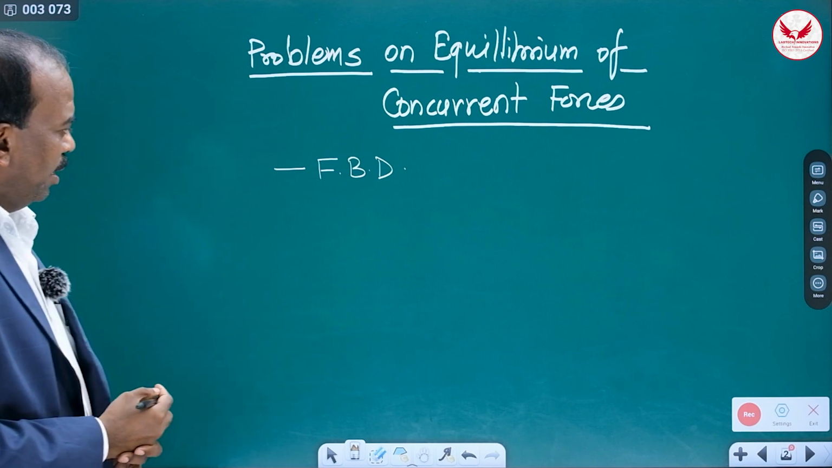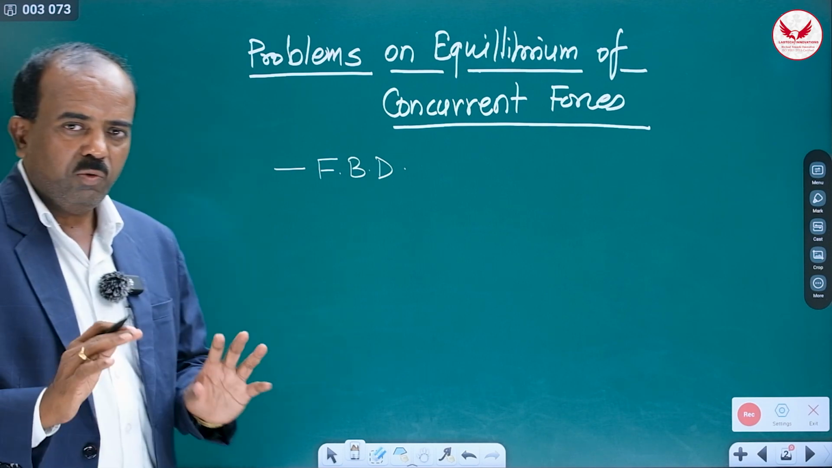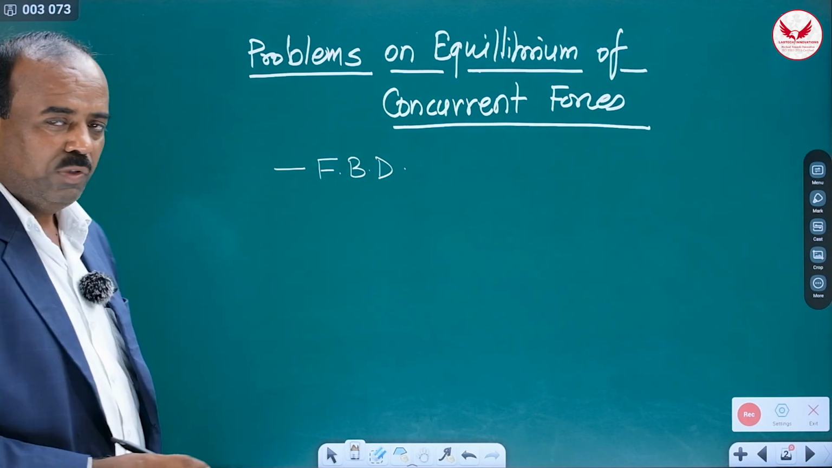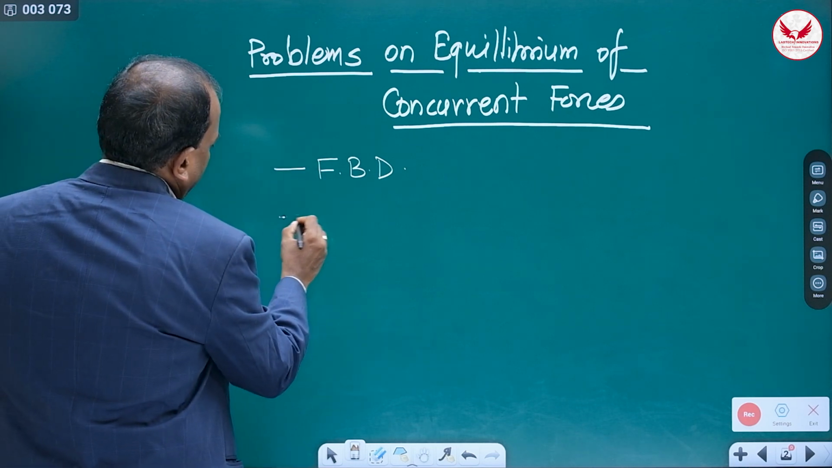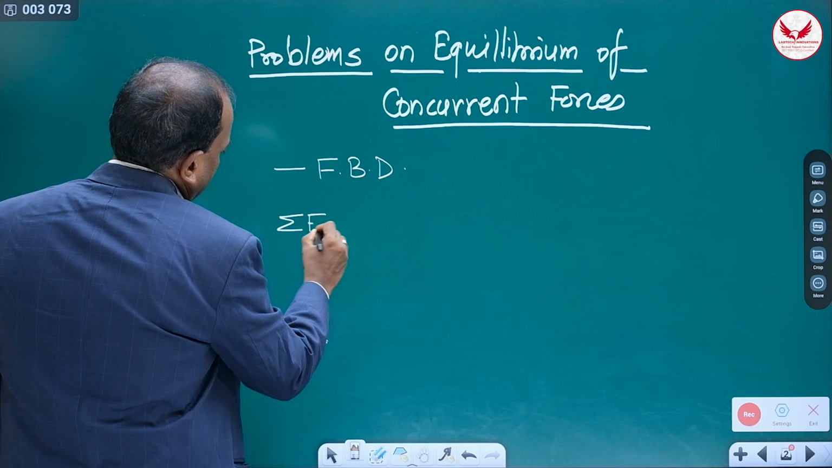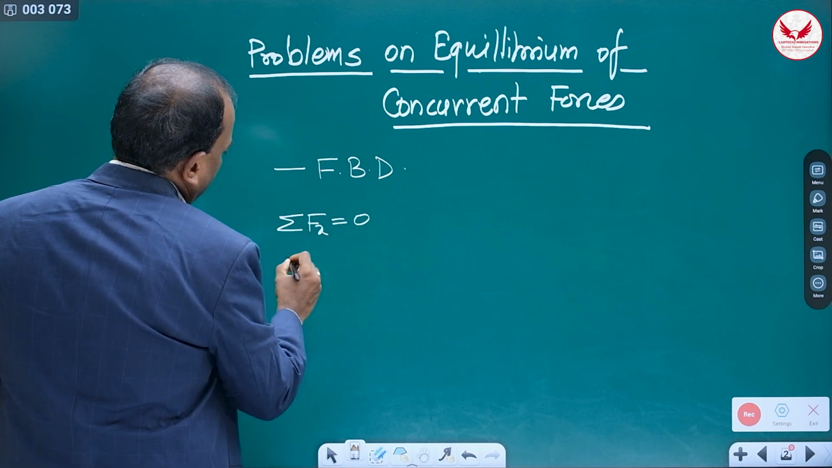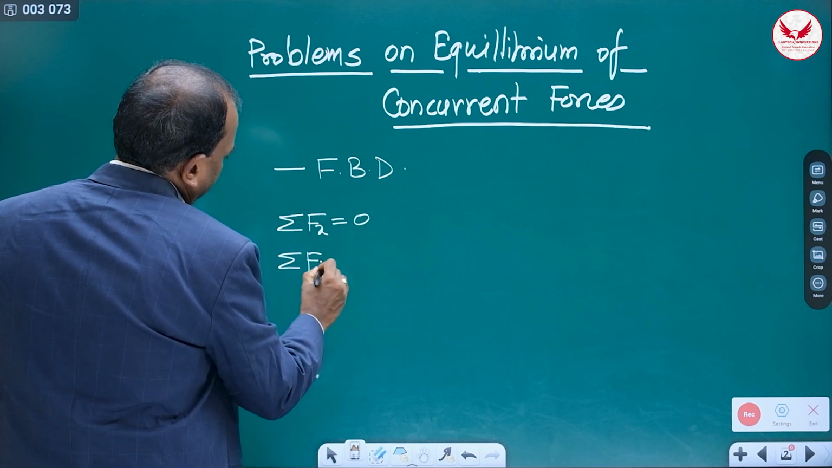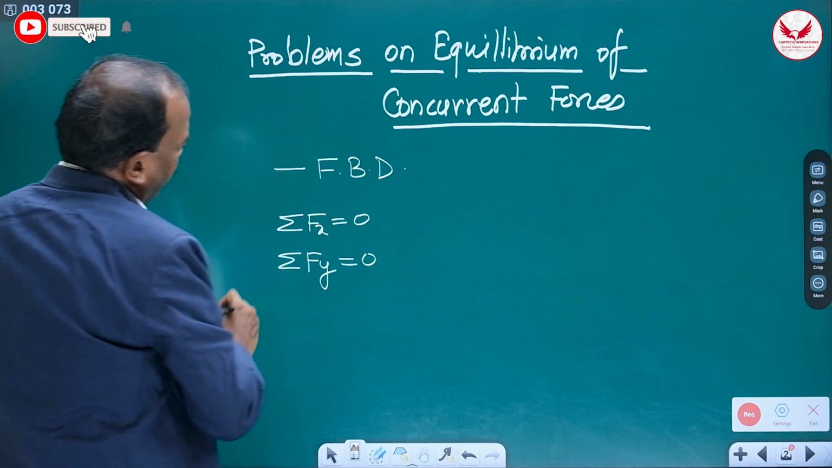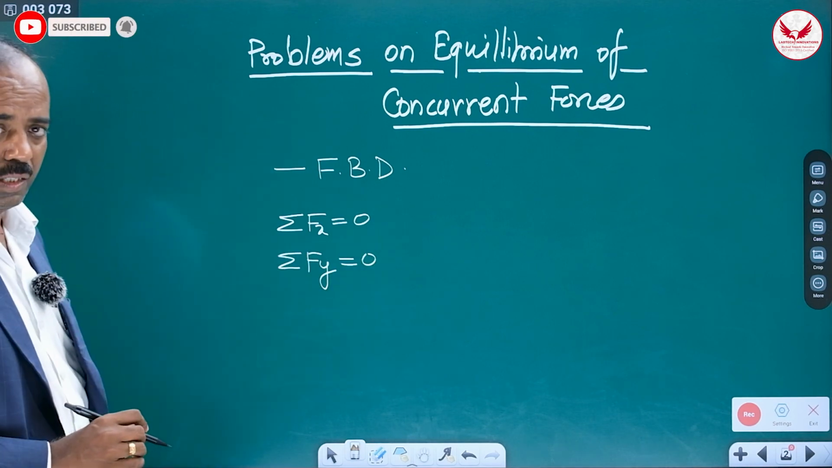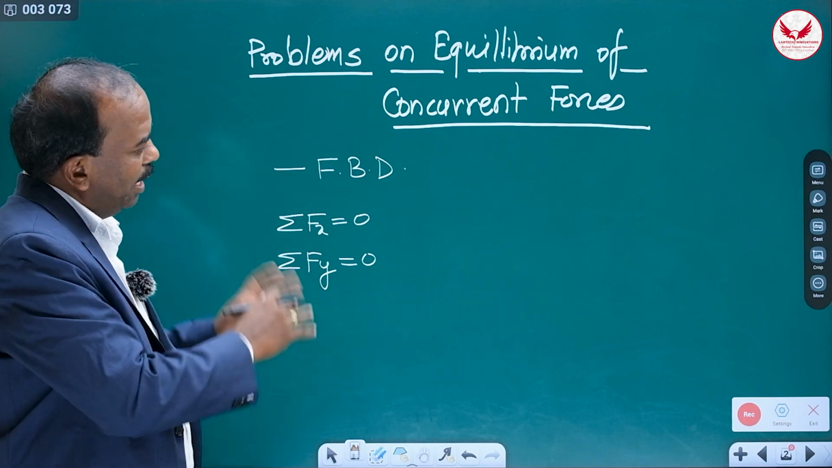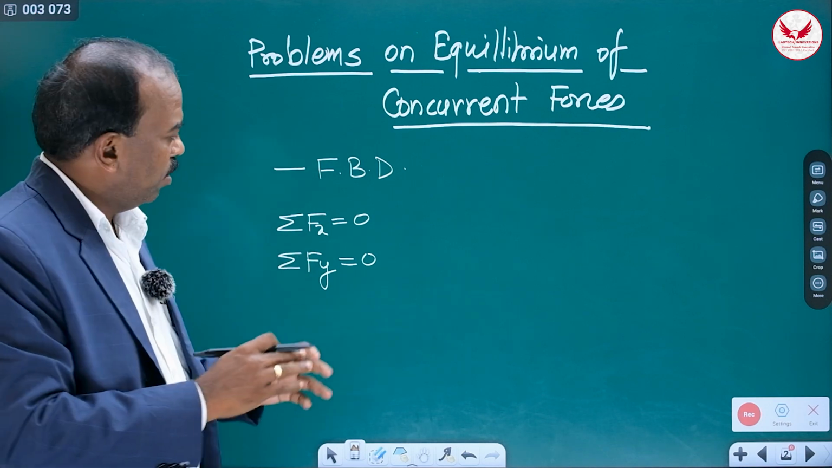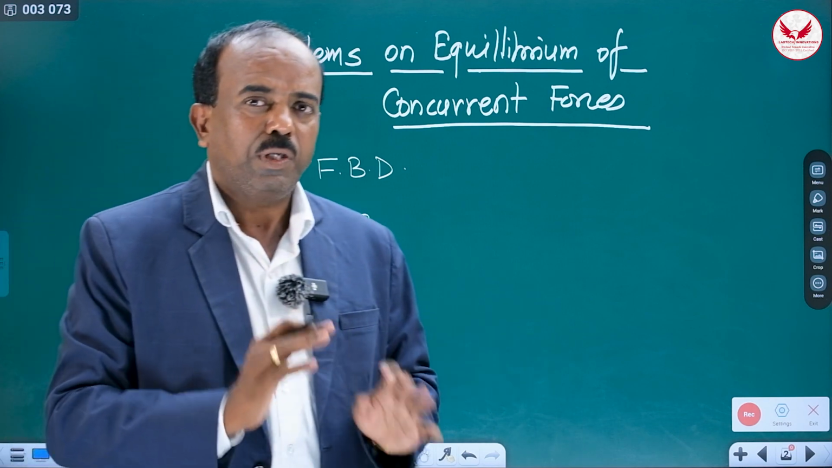Then in the second step, what do you have to do? Either you use the equilibrium conditions. Which are the equilibrium conditions of the concurrent forces? Summation Fx equal to 0 and summation Fy equal to 0. If we use these two conditions wisely, sometimes Fx may be earlier, sometimes Fy may be earlier. I'll explain when to use which condition first.